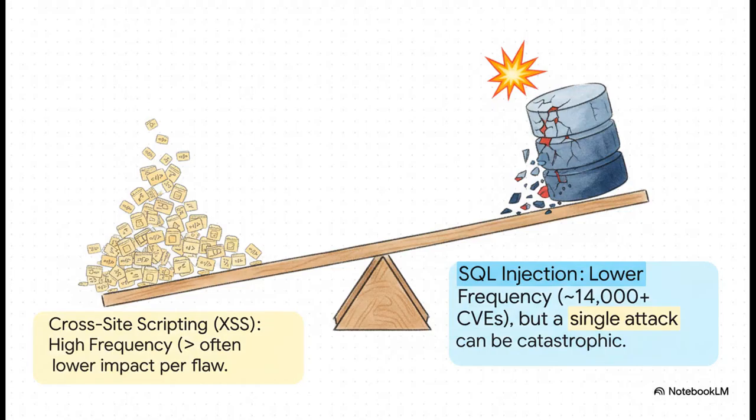Now, inside this family, the risk can be totally different. On one hand, you have something like cross-site scripting. It is everywhere. Look at that CVE count, over 30,000. But often the impact of a single XSS bug is kind of limited. Then you have SQL injection on the other hand. It's less common, but a single successful attack, it can be absolutely catastrophic. We're talking a full data breach from just one flaw. Understanding this trade-off between frequency and impact is crucial.